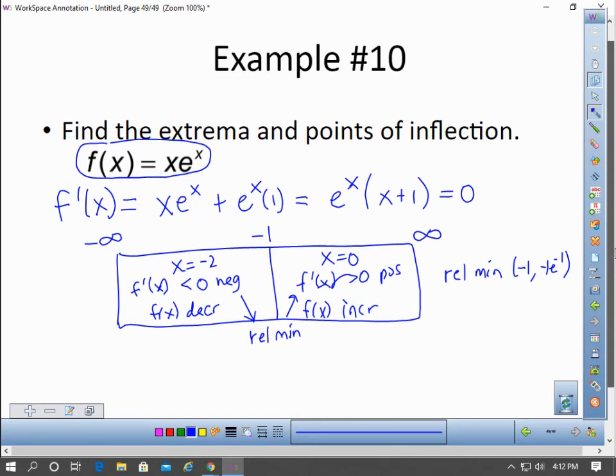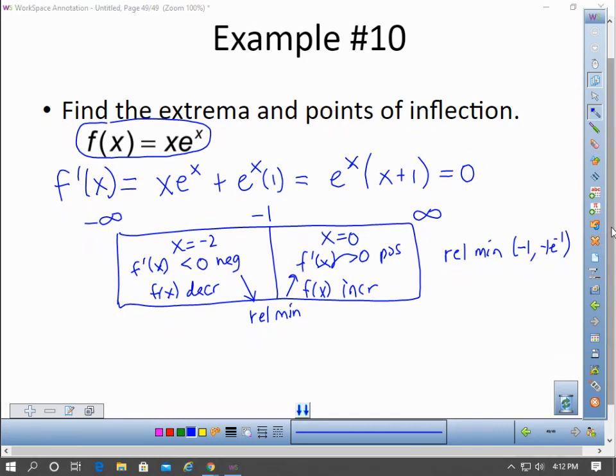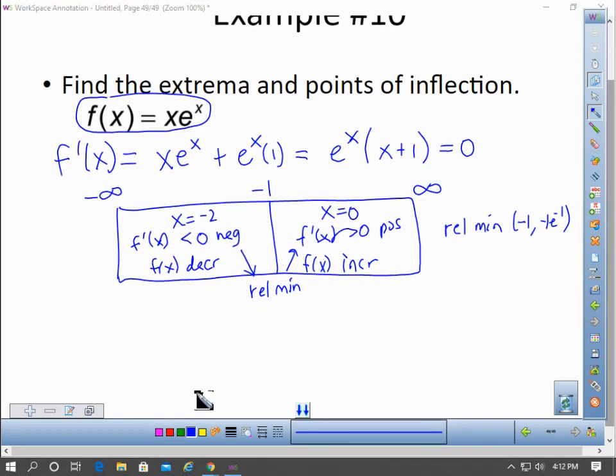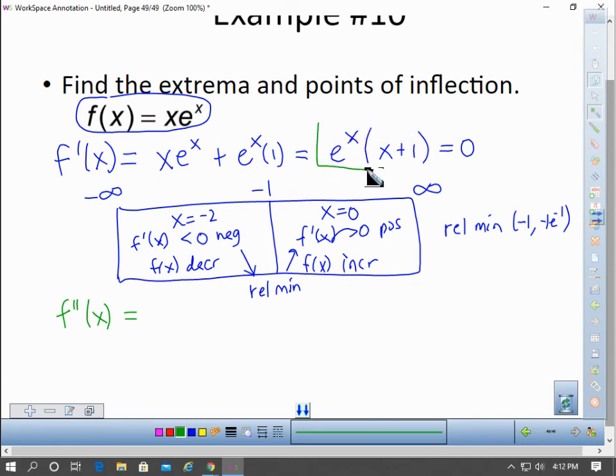Okay, now the second thing would be, how do you find POIs? Well, POIs are going to be your second derivative, right? So now I need my second derivative to find my POIs. So this is my derivative here, my first derivative. I'm going to use this form of it. All right, so I'm going to do product rule again.